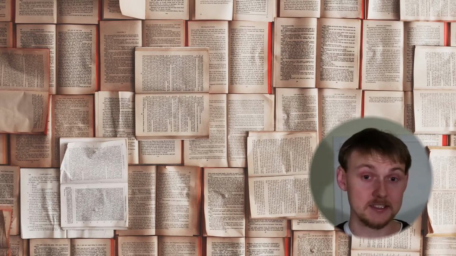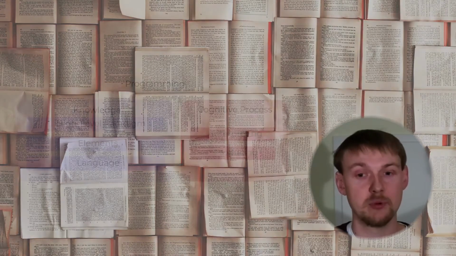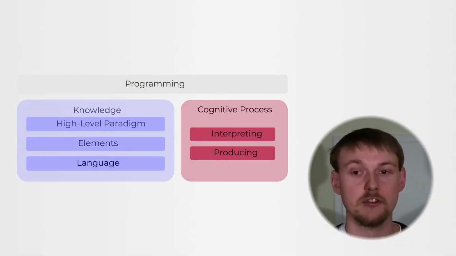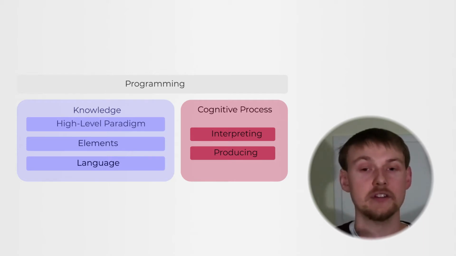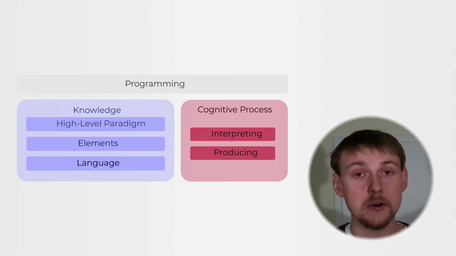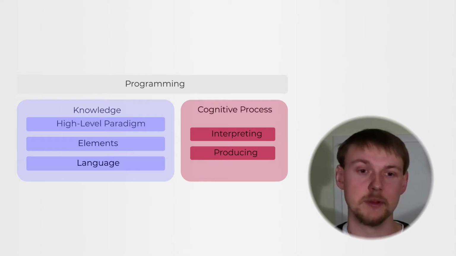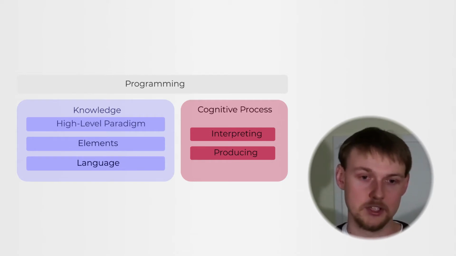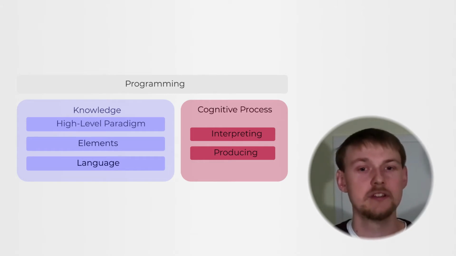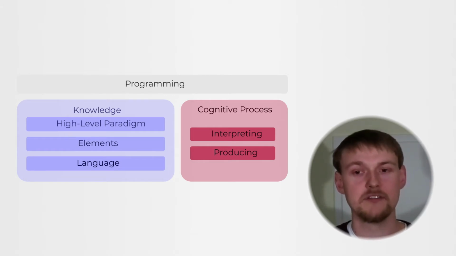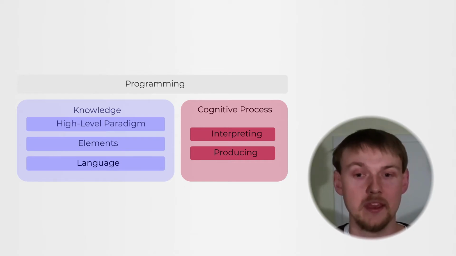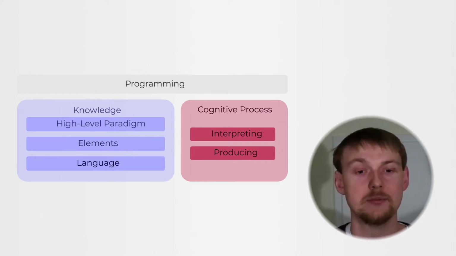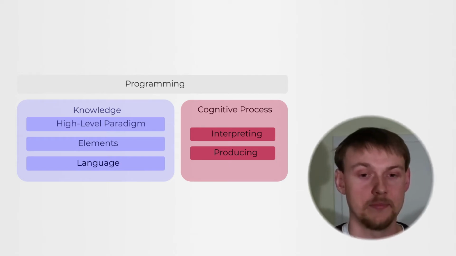And this analysis led to a model of programming. So for us, programming consists of knowledge dimensions and cognitive dimensions. And in our model, there are three knowledge dimensions: the high-level paradigm, elements, and the language. I will not go into detail about the model here, but you can find more information about it in our WiPSCE 2020 paper. There should also be a video on my YouTube channel which you can watch.